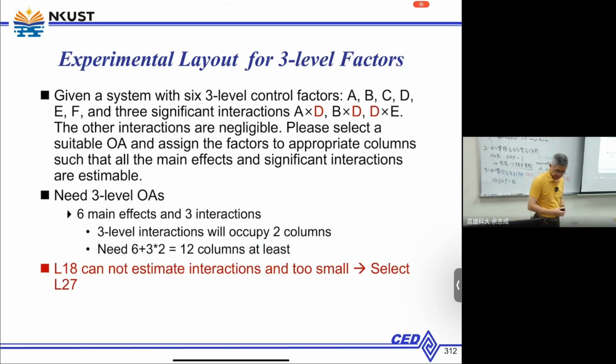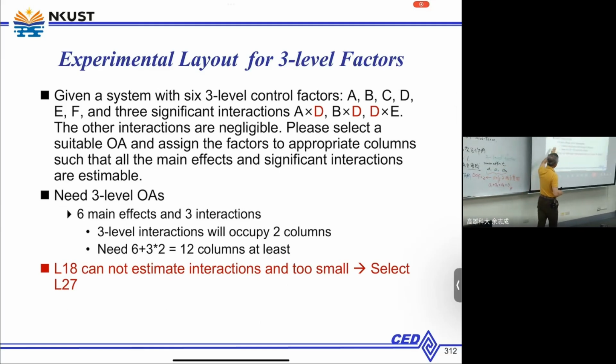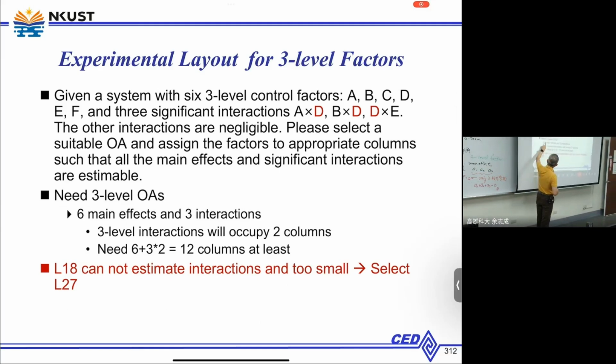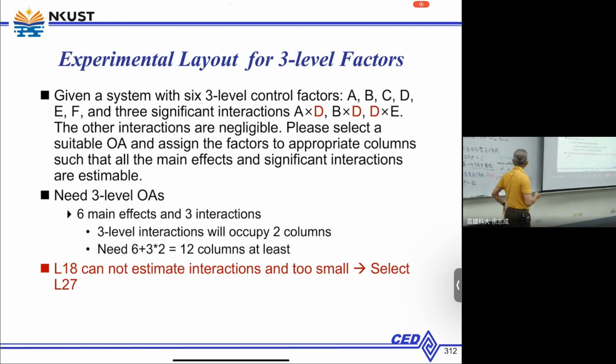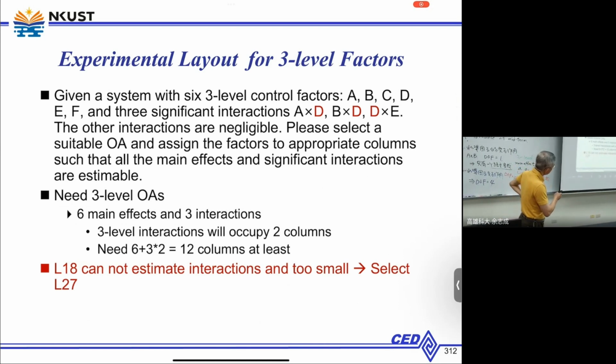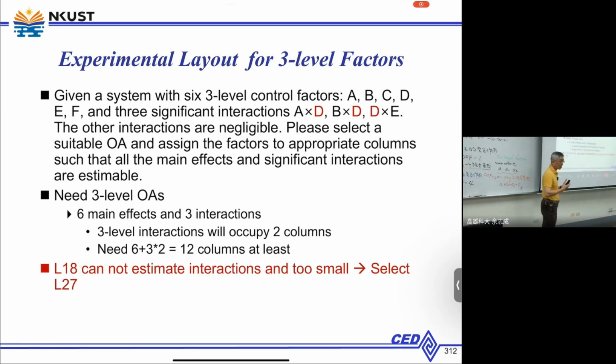How about three level? In three level, you first need to consider how many columns you need for interactions. Each three level interaction will need two columns. For instance, in our previous example, 6 control factors, 3 interactions. Then you want to select one orthogonal array for your arrangement.